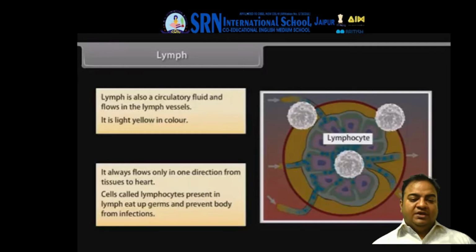It always flows in one direction, that is from tissue to the heart. The cells in which lymph is present are also called lymphocytes. The lymph eats up germs and prevents the body from infections.